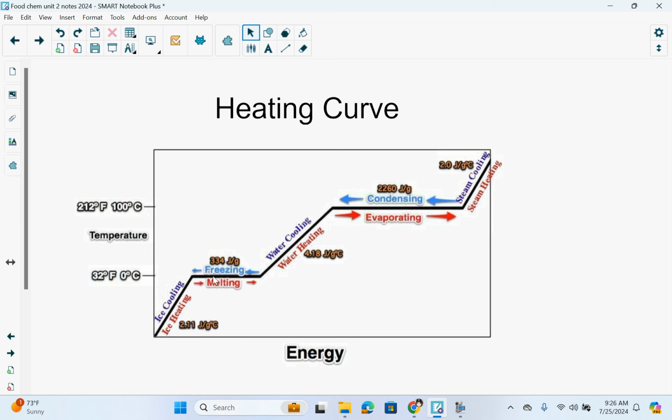So if you notice this line is flat, this is the phase change. So if you notice, there's no temperature change right here. It is the same for freezing or melting. And on the Celsius scale, which is what we use in our class, it would be 0 degrees.